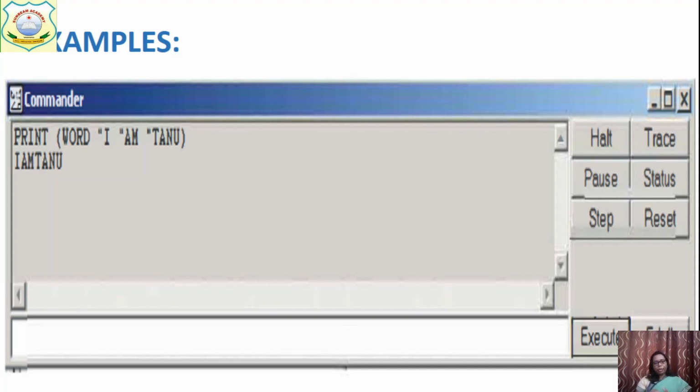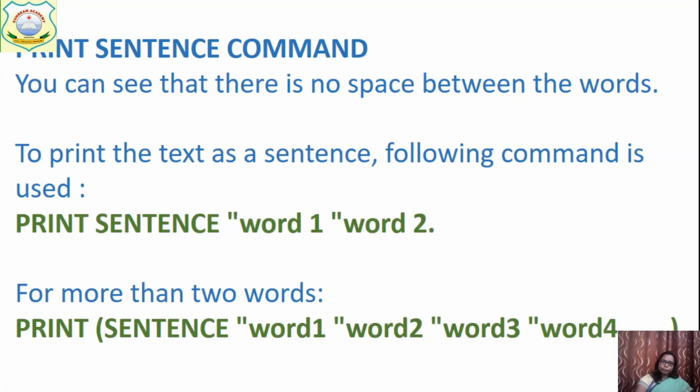Now let's look again once more. To simply print we have print, and the condition is that before the word that you want to print, put the double quotes. Now to print two words we have print word. Got it? Now for more than two words we have to put a bracket before the word and after the end of all the words.